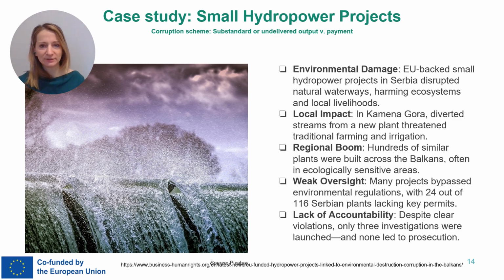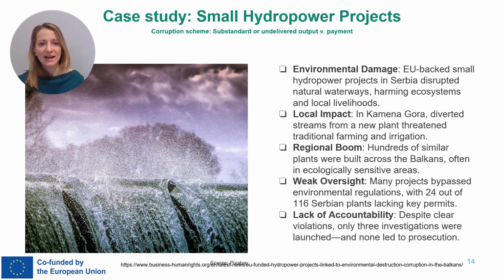In Serbia, for example, 24 out of 116 hydropower plants connected to the grid in 2019 lacked environmental permits. Only 3 cases were investigated, but none led to prosecution. What made it worse was the role of public money. EU institutions, including the European Investment Bank, helped fund these projects. But the oversight was weak, and in some cases, developers were able to bypass regulations and profit while nature paid the price.